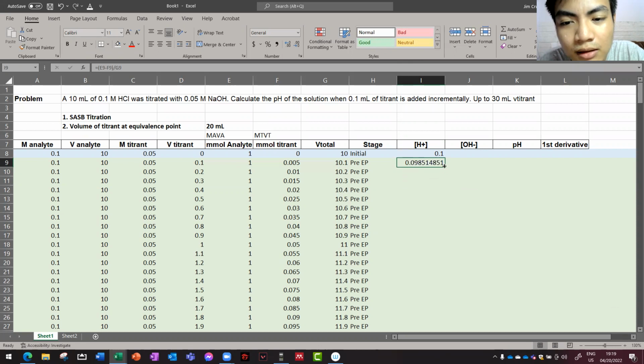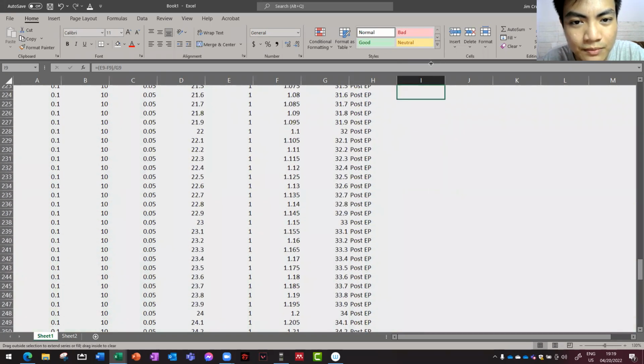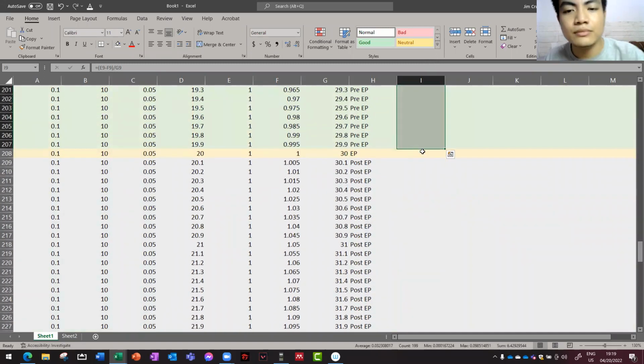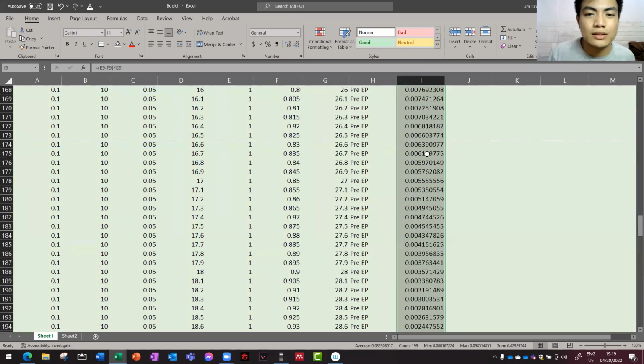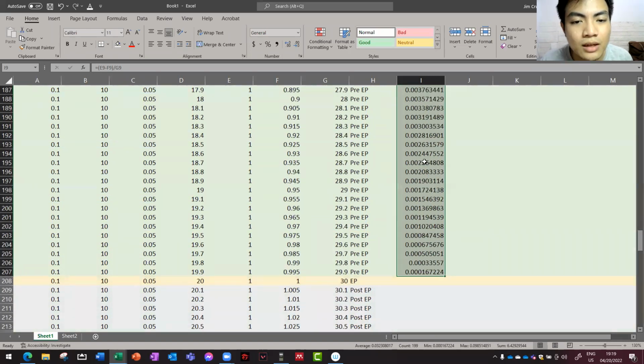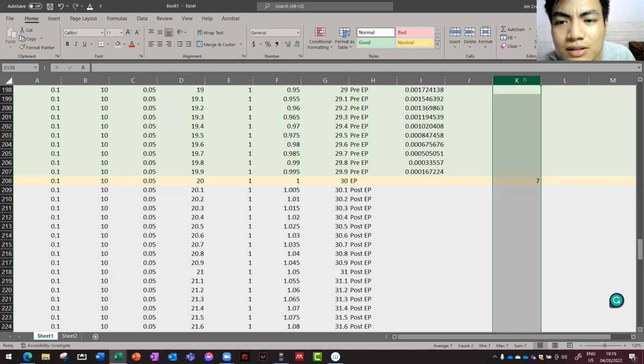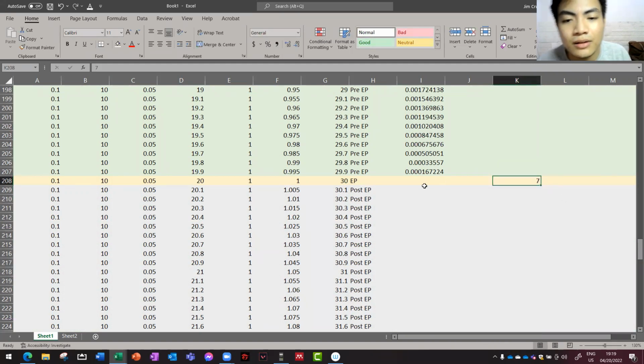So I will just drag it until the end of the pre-equivalence point. Right? So that is the pre-equivalence point. Those are the concentrations of H plus. And now, at the equivalence point, what's the concentration of H plus again for SASB titration? It's 1 times 10 raised to negative 7 because the pH there is 7. So kahit hindi mo na i-type, you just write here that the pH is 7. So remember, this is the column for the pH. Kahit skip mo na yan.